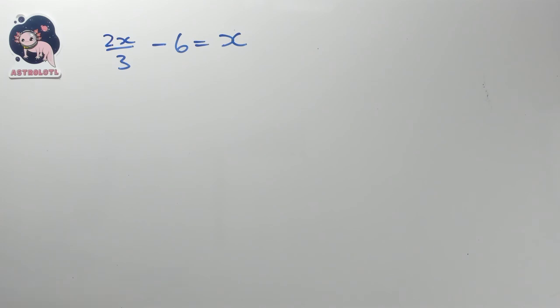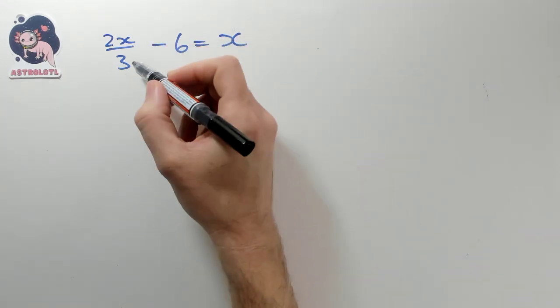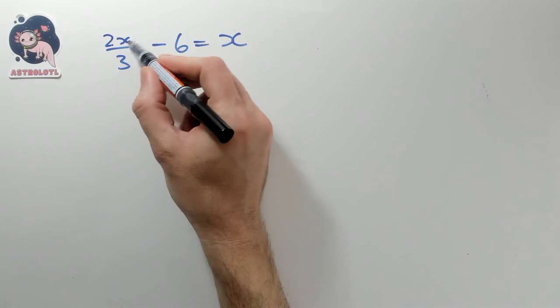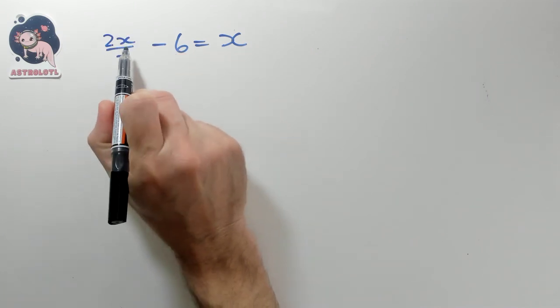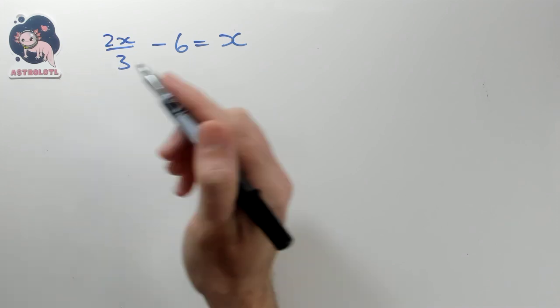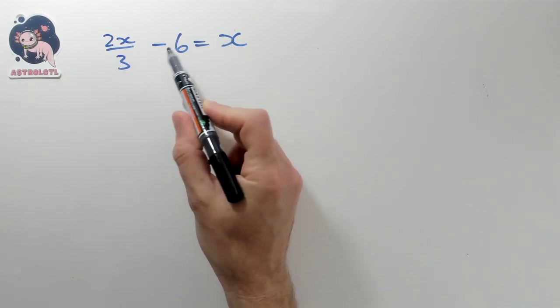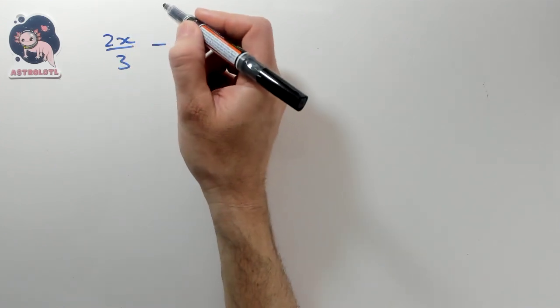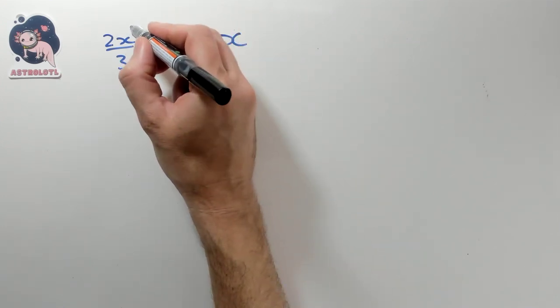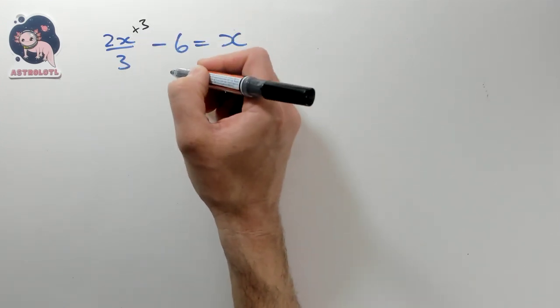It doesn't really matter what we do first. But this x is in a relationship with the 2 and the 3. So eventually we'll want to get all the x's alone on this side. So this x will eventually come towards this side, but first we want to get rid of the fraction because, we don't have to, but we want to in this case. So I'm going to multiply by 3 here.